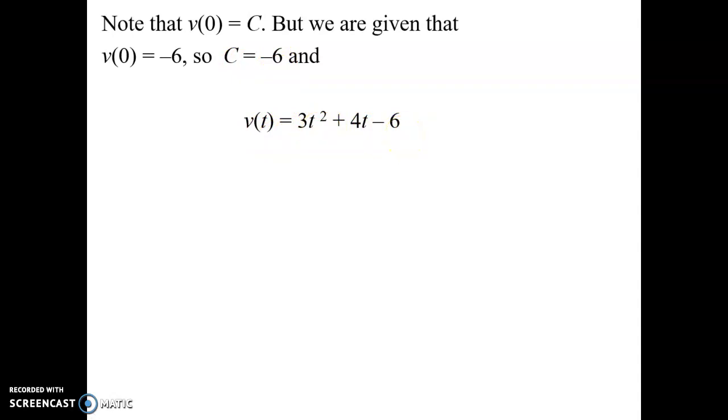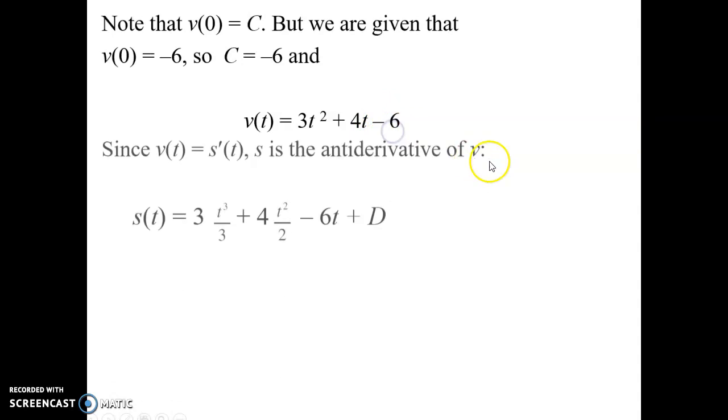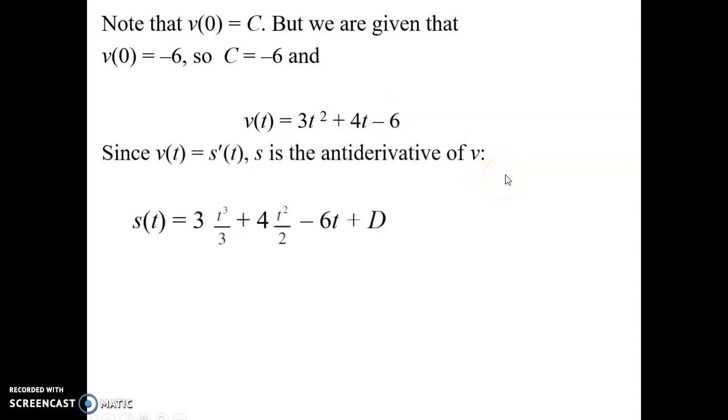Now let's take the antiderivative again. What would be the antiderivative of 3t squared? Well, that would be t to the third, because when I take the derivative, it would be 3t squared. The antiderivative of 4t would be 4 times t squared over 2, or 2t squared. The antiderivative of -6 would be -6t, plus perhaps a constant. Now, the book uses d, but I usually just use another c value there, right? So here's my antiderivative function, and let's just simplify it a little bit. There's my antiderivative function of velocity.